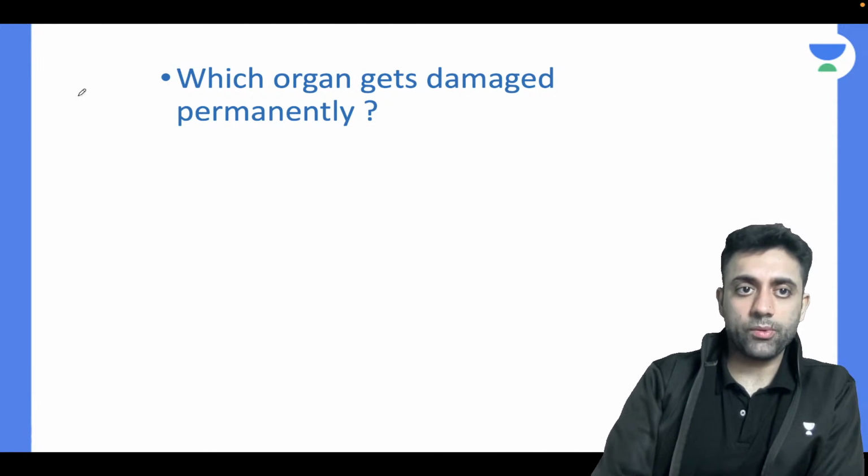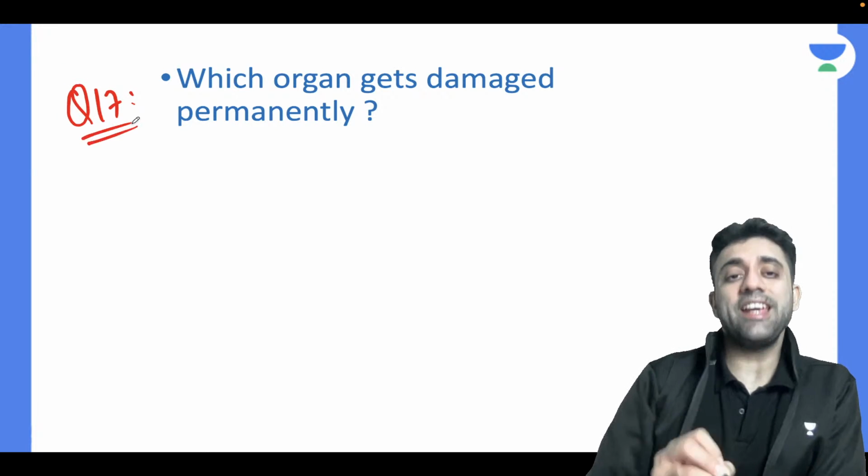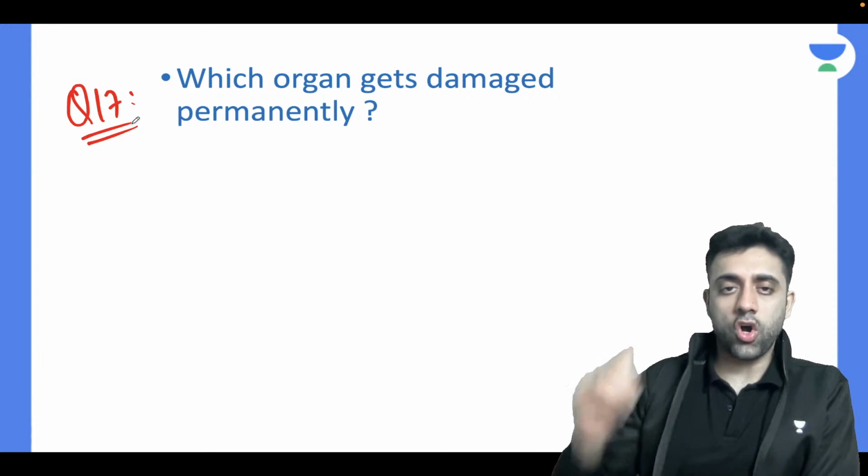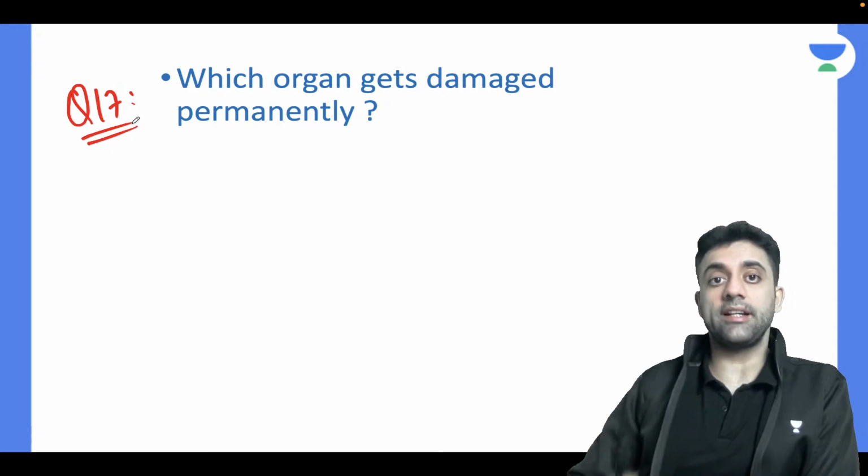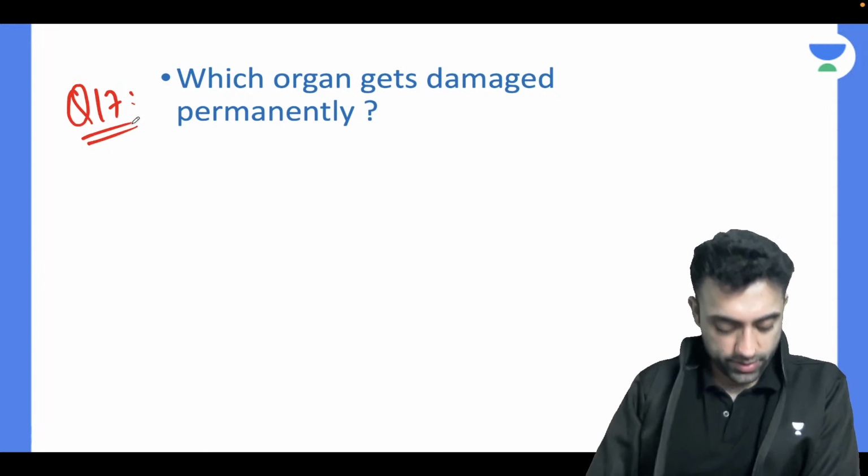Next, this is a good question. Now, PG entrance question number 17. In acute rheumatic fever, which organ gets permanently damaged? Now, this is a good question.